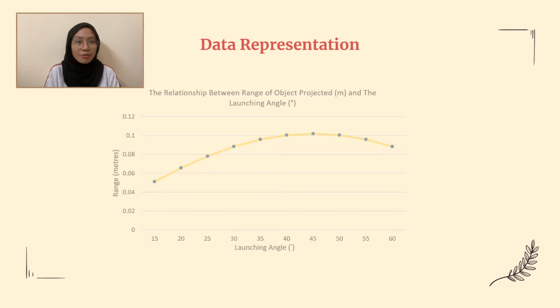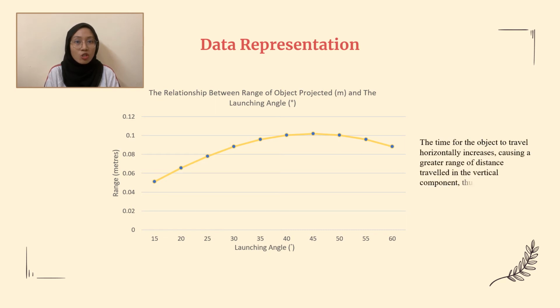From this graph, we can see that the range of the object projected increases as the launching angle increases. However, when the launching angle is greater than 45 degrees, the range of the object projected will decrease gradually. This is because at an angle greater than 45 degrees, the time for the object to travel horizontally increases, causing a greater distance travelled in the vertical component.